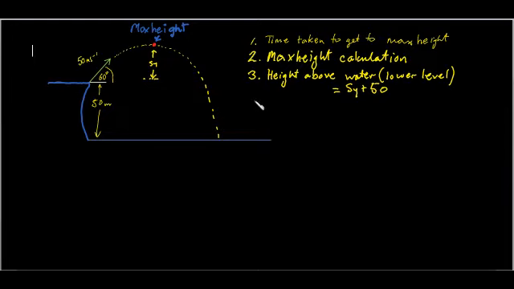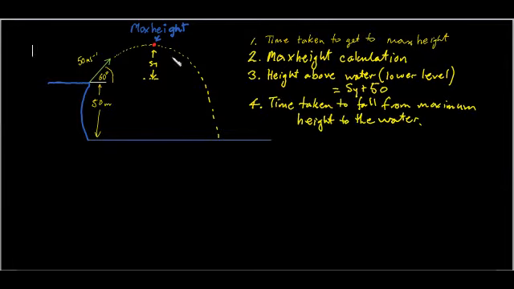The next step is to determine the time taken now to travel from this maximum height all the way down to the water. Step number 5 is determining the total time taken for the projectile to go through its trajectory. Now this is going to be equal to the time taken to get to the maximum height plus the time taken to get from the maximum height down to the water.